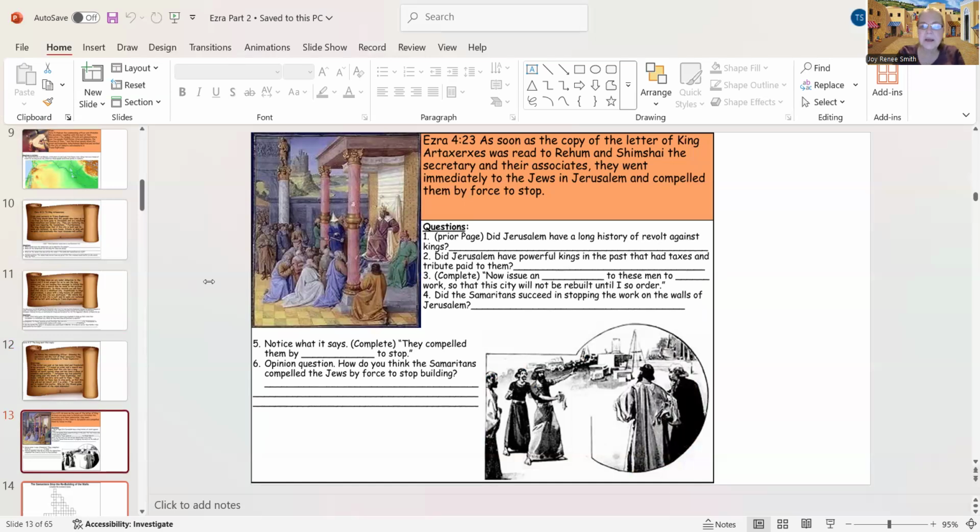As soon as the copy of the letter of King Artaxerxes was read to Rehum and Shimshai the secretary and their associates, they went immediately to the Jews in Jerusalem and compelled them by force to stop.